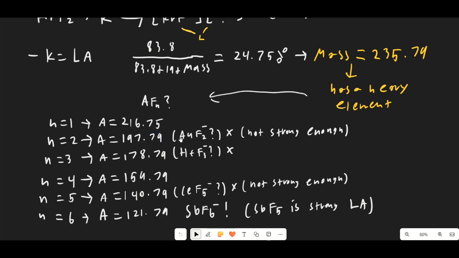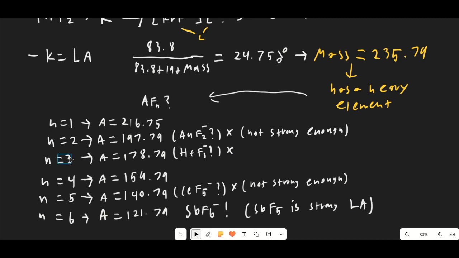197.79, which would tell us it's AuF2-, which would essentially be the compound AuF accepting a fluoride from KrF2. However, remember, we actually need a very strong Lewis acid to react with KrF2 and accept that fluoride. And in the case of AuF, it's really not. It's got most of its orbitals filled, and it's not really a strong Lewis acid that's going to be able to accept a fluoride ion.